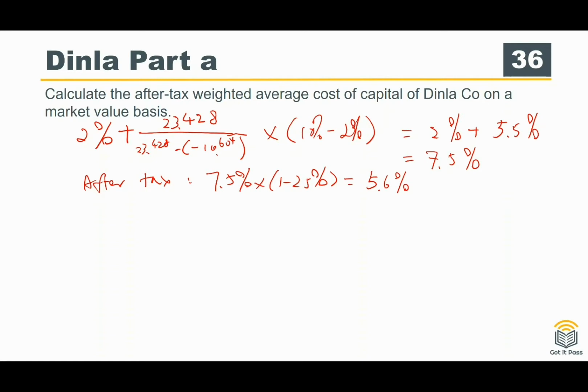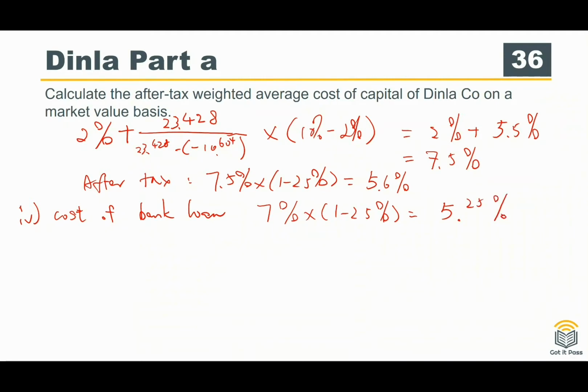The last part is the bank loan, the cost of bank loan. Number 4. The cost of bank loan, which is the after-tax rate, is 7% times 1 minus 25%. So you got 5.25%. Okay. So here you can get all the costs for each financing instrument.